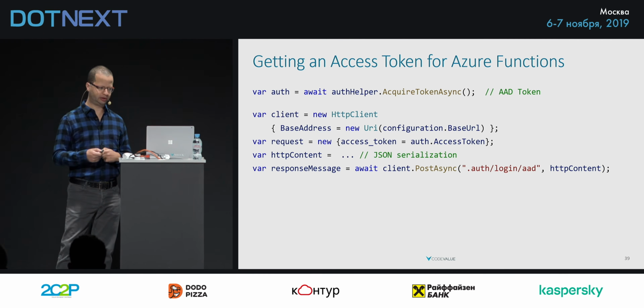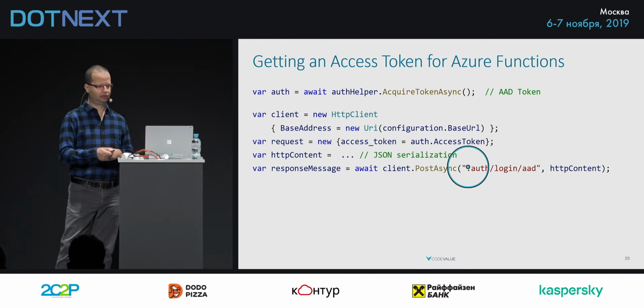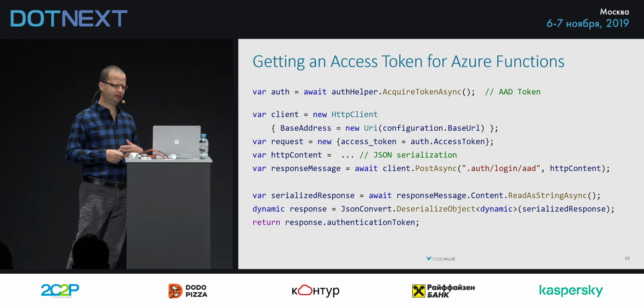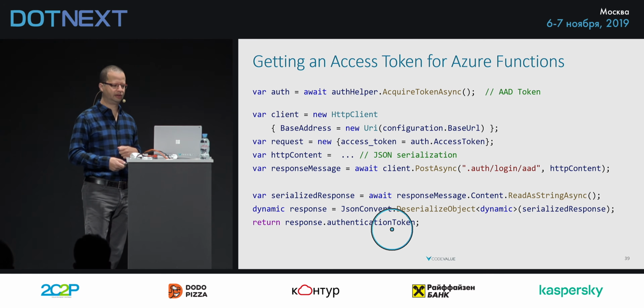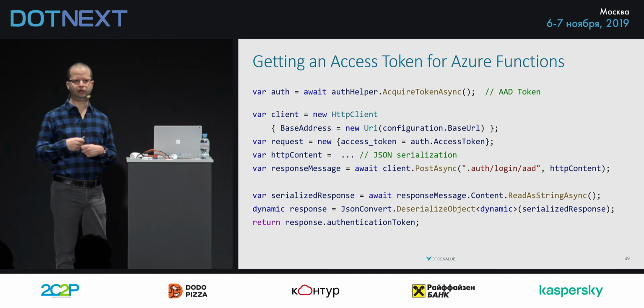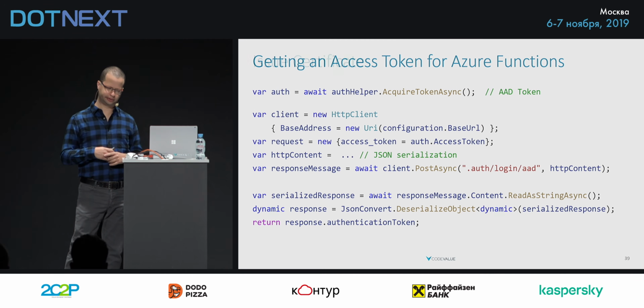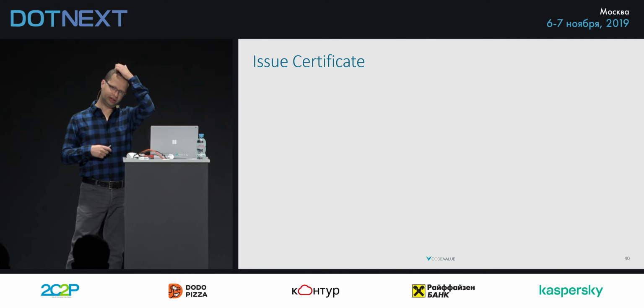Once we have the access token from Azure Active Directory, we can go ahead and authenticate with our Azure function. And the way we do that is we take the access token and we post it to this URL, .auth/login/AAD, because that's the way Azure Functions work. And it returns to us another token. This token, we can use it to authenticate with Azure Functions. This code is less interesting. More interesting is how do we issue the certificate.